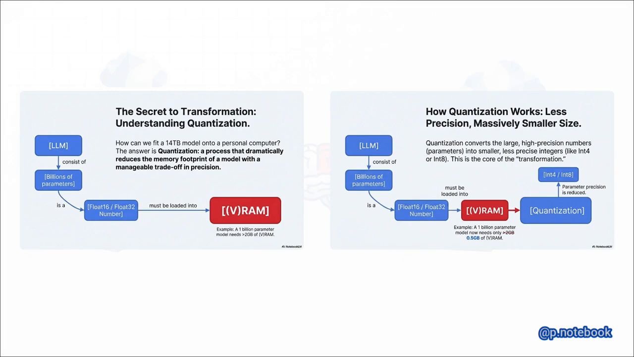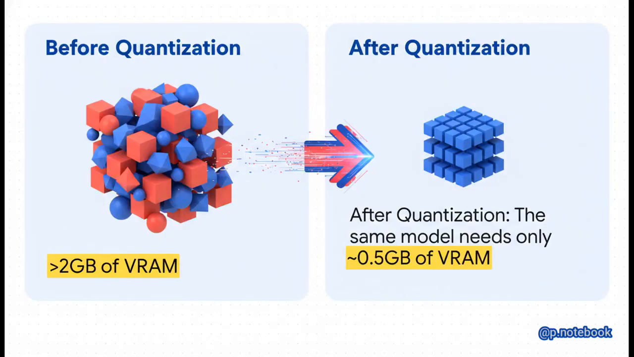That's the transformation. Let's make this really concrete. For a model with 1 billion parameters, before you do anything, you'd need over 2 gigabytes of VRAM. After quantization, that same model needs only about half a gigabyte. That's a 4x reduction in size. It literally makes the impossible possible.